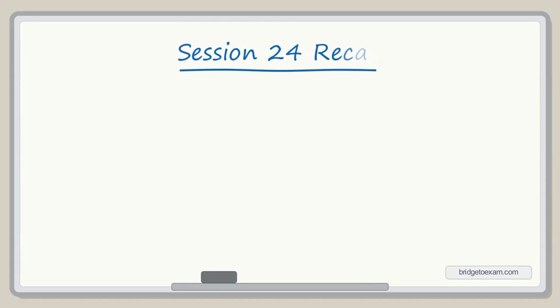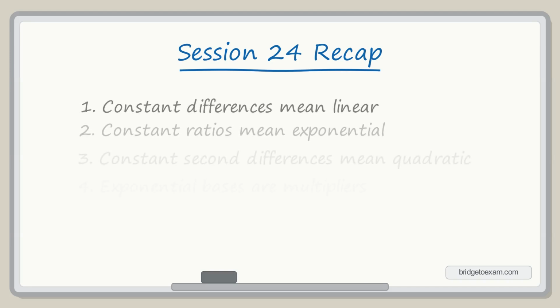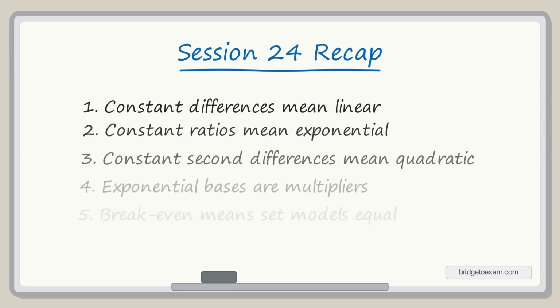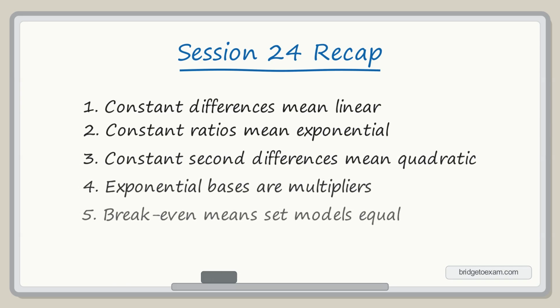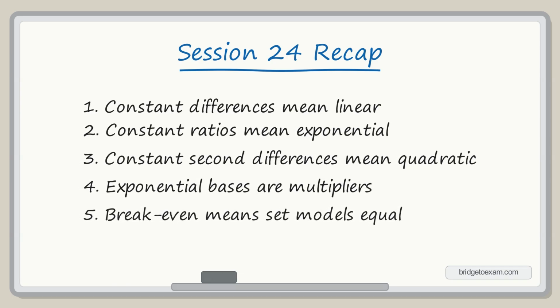Session 24 recap. Constant differences mean linear, constant ratios mean exponential, and constant second differences mean quadratic. Exponential bases are multipliers, and break-even means set the models equal.